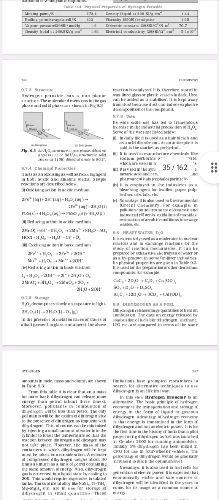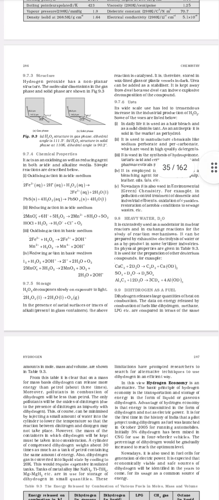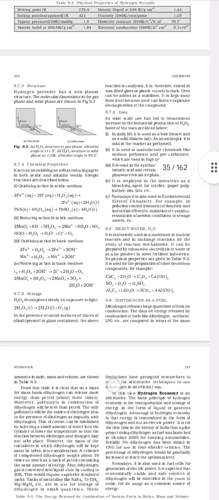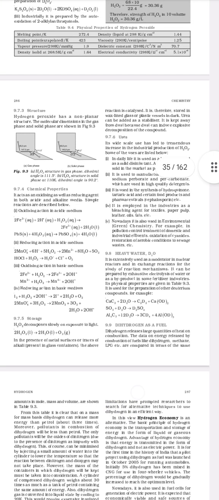Next is storage. H2O2 decomposes slowly on exposure to light. In the presence of metal surface or traces of alkali present in glass containers, the above reaction is catalyzed. It is therefore stored in wax-lined glass or plastic vessels in the dark. Urea can be added as a stabilizer. It is kept away from dust because dust can induce explosive decomposition of the compound.